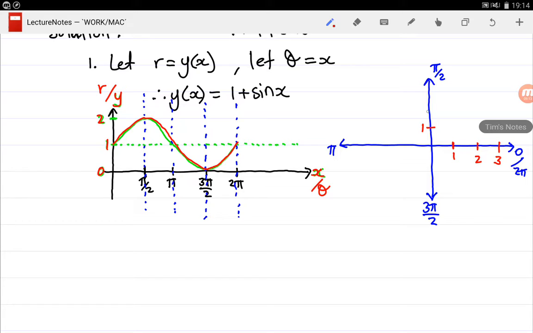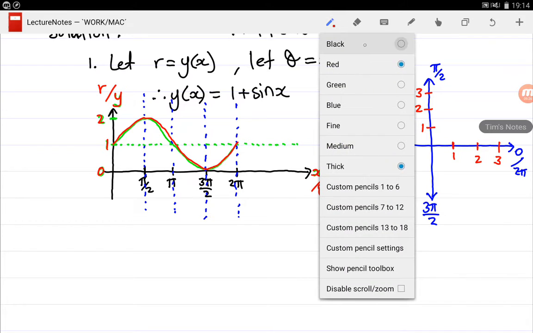I think we should have done this at the start. It would have made life so much easier, and that's going to do that. Okay, so at theta equals 0, r is already 1. That means we're going to be starting somewhere here. I'm going to use black now.